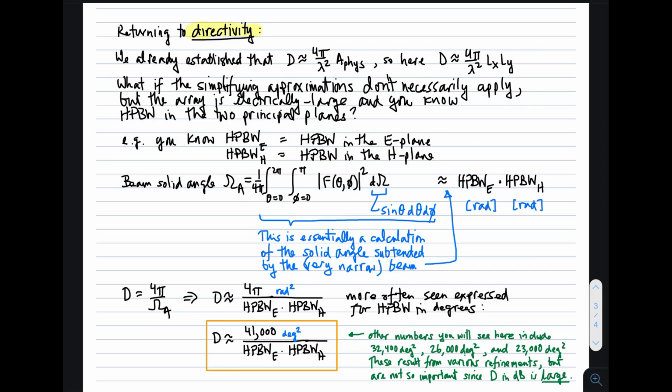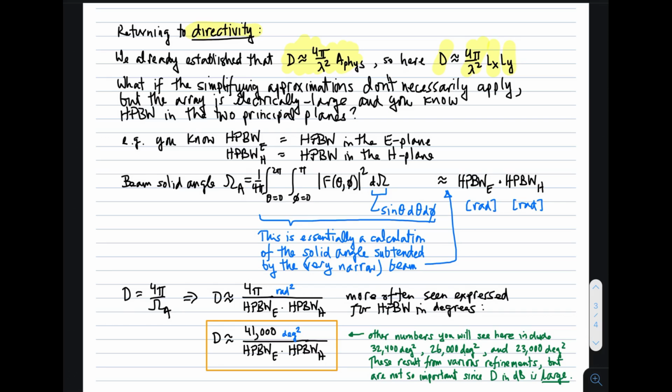Now returning to directivity, it's useful to have an approximation for the directivity of these arrays. And we've already established, of course, that the directivity is approximately equal to 4 pi over lambda squared times the physical aperture with the caveats indicated above. So for a rectangular array, we have directivity is equal to 4 pi over lambda squared times the two principal dimensions in the x and y directions.